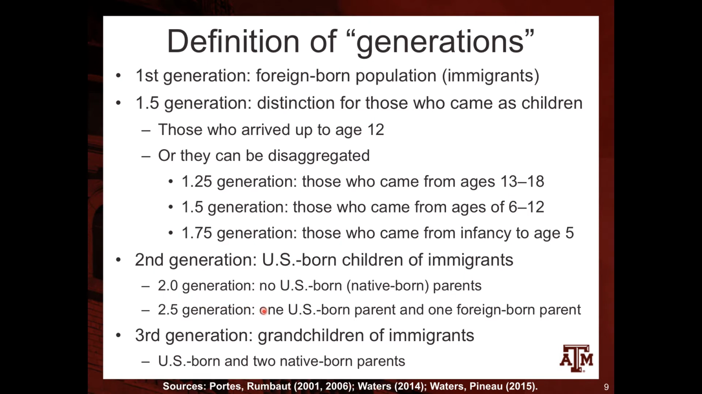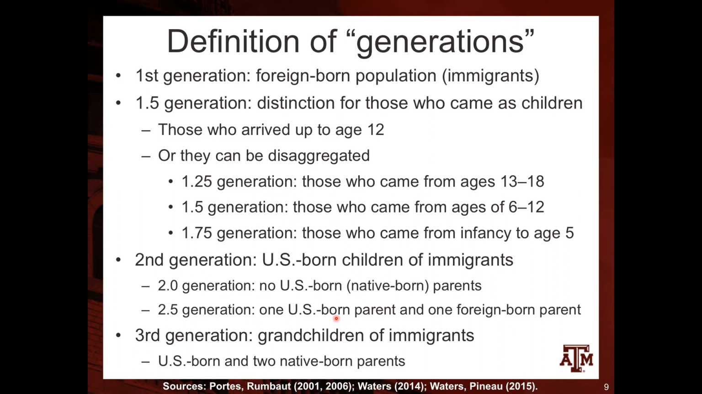But you can have children that are born in the US where only one parent was born in the US and the other one was born outside of the US. So those are 2.5th generation. And these guys here are a little closer to the third generation because one of their parents was born here in the US and only one was born outside. Again, whether we can subdivide into second and 2.5th generation depends on whether we have information about the place of birth of their parents.